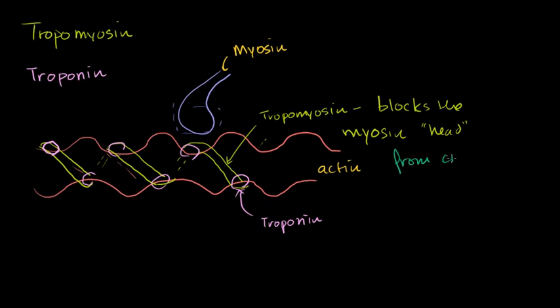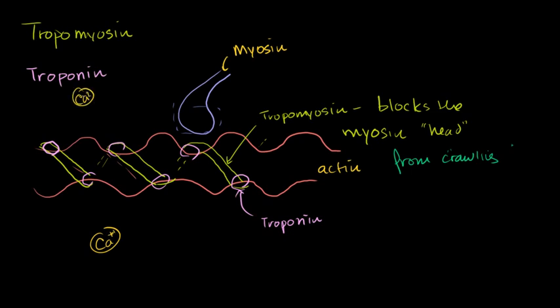from crawling up the actin, either by physically blocking its actual binding site, or if it's already bound, from keeping it from being able to keep sliding up the actin. Either way, it's blocking it. And the only way to make it unblocked is for the troponins to actually change their conformation, for them to change their shape. And the only way for them to change their shape is if we have a high calcium ion concentration.